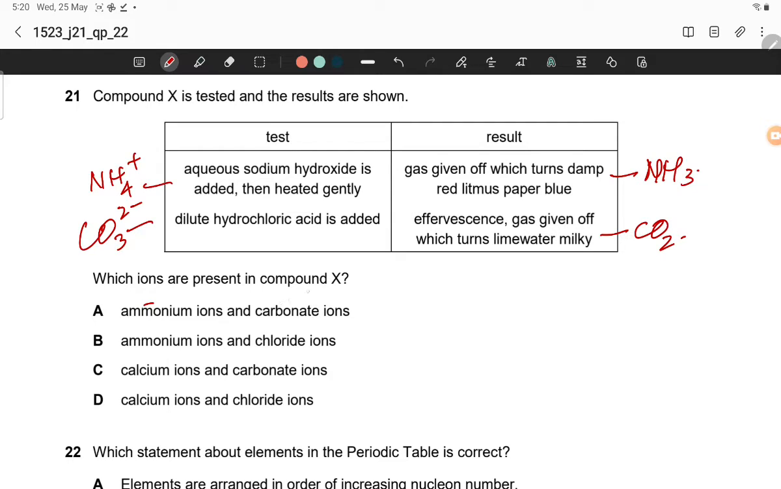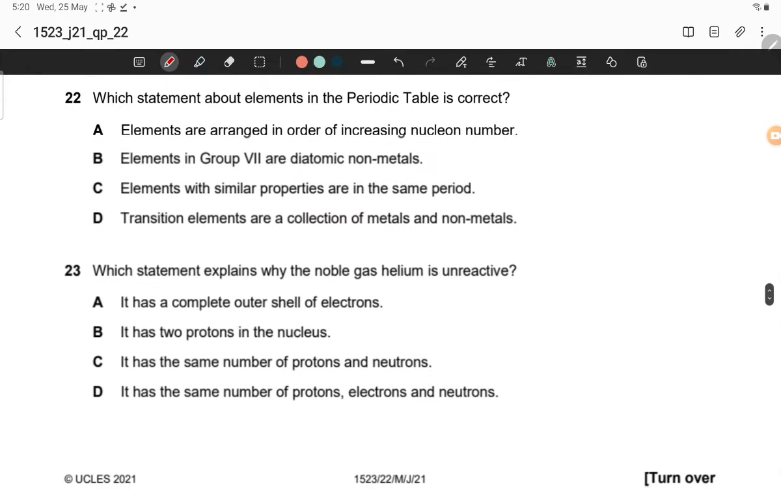Which ions are present in compound X? Ammonium ions and carbonate ions. Yes, this must be correct. Ammonium ions and chloride ion is incorrect. Ammonium ion is correct. Calcium ion is incorrect. Carbonate ion is correct. So all three justify. Calcium ion is incorrect. Chloride ion is incorrect. A option is correct.